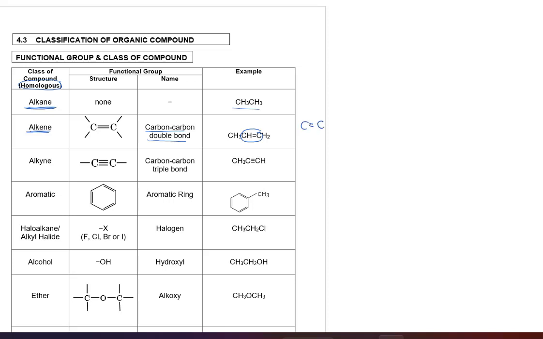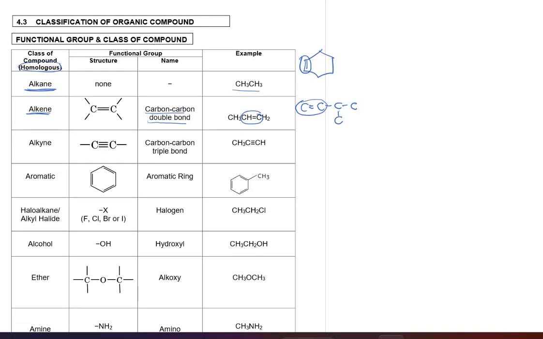For example, here, if I have this structure, the functional group is carbon-carbon double bond, so this will be placed in class of alkene. For example, here, I have carbon-carbon double bond, so the class of compound will be alkene. Next is alkyne, carbon-carbon triple bond. You need to circle this one.